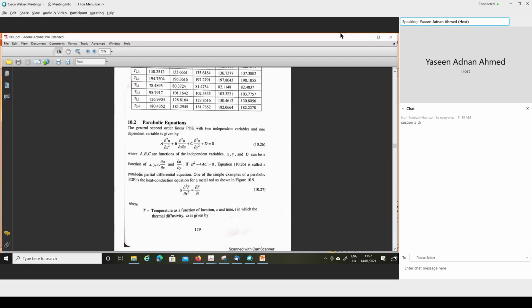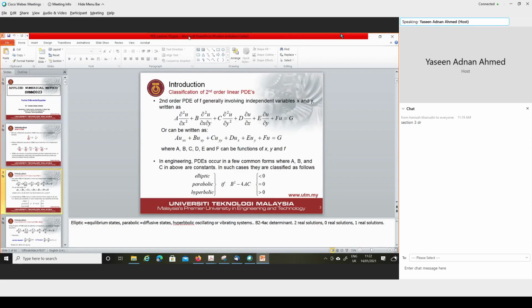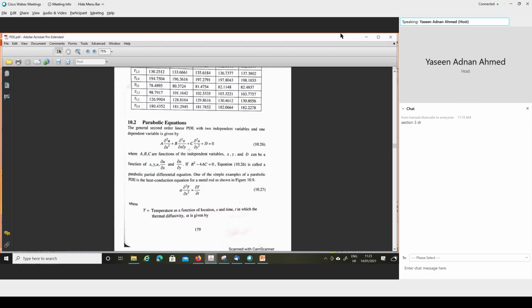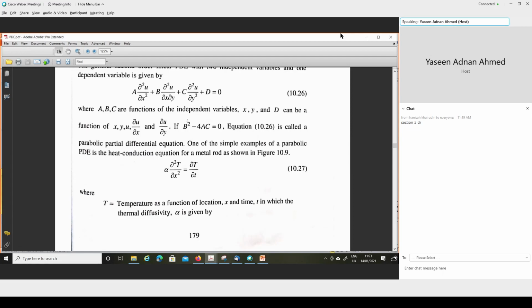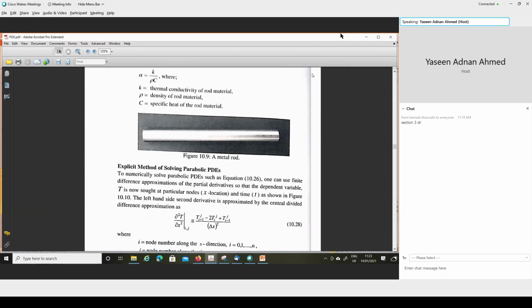In the case of parabolic, if you remember the expression, b square minus 4ac should be 0. This is the equation, and in this case it should be 0. You can compare it, this is actually 0. If you have these kinds of equations, we can solve them in two ways: one is the explicit way, another one is the implicit way. Explicit means you can get the solution instantly, an instant solution. Implicit means you have to solve some problem, I mean, you have to solve the expressions.